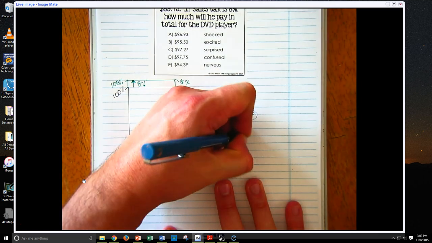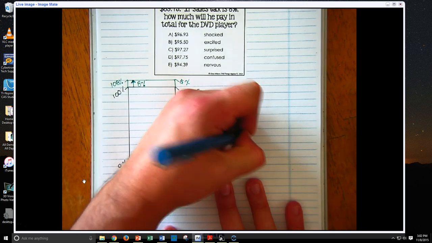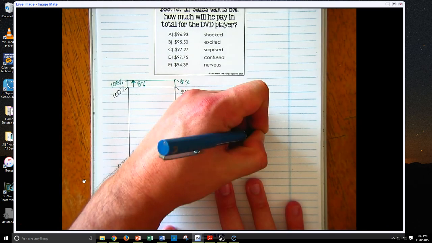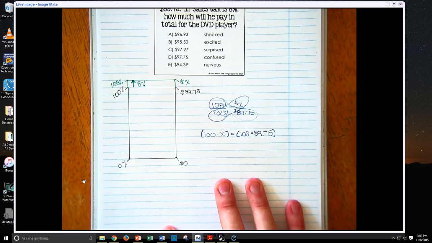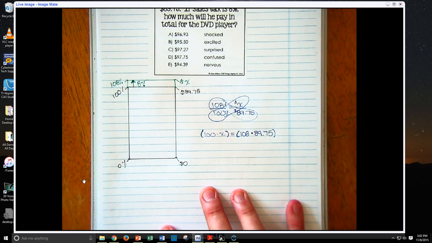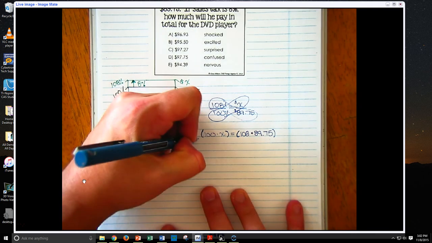108% times the $89.75. Notice I left the units off. There's no point in writing the units for right now. Later on they will be important, but not for this lesson. Now I go ahead and just finish up multiplying everything.